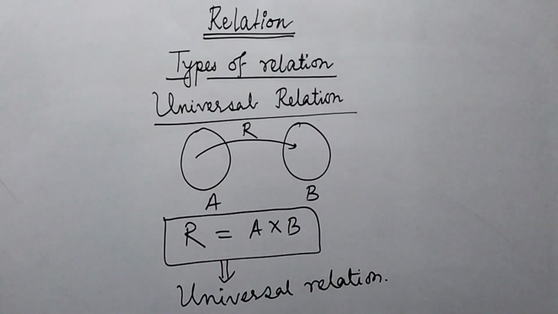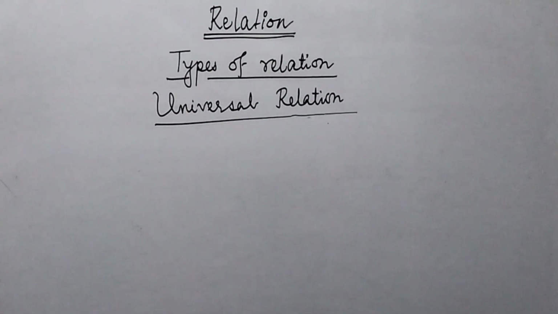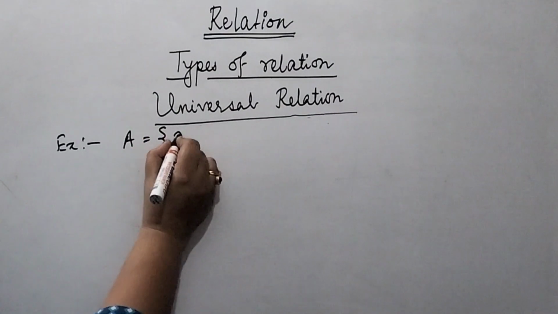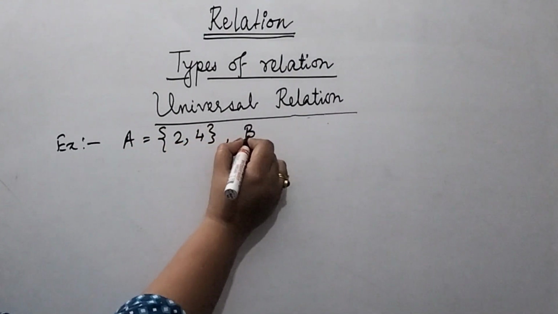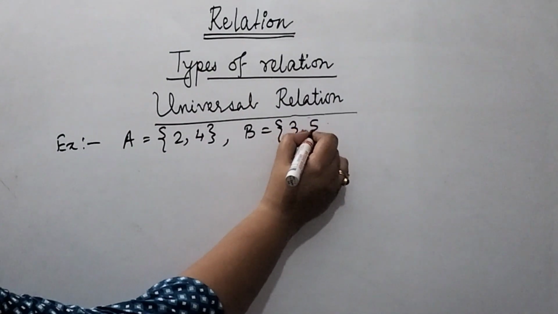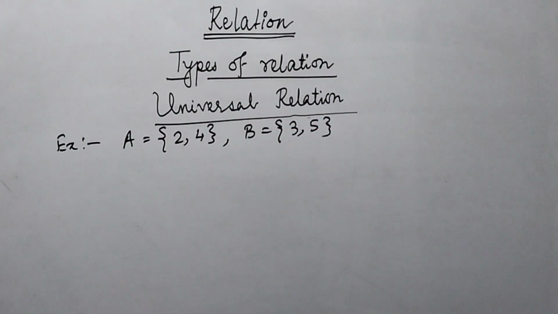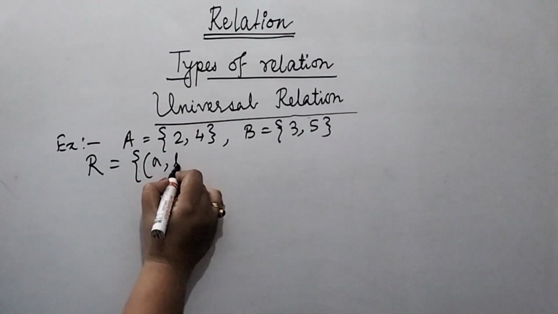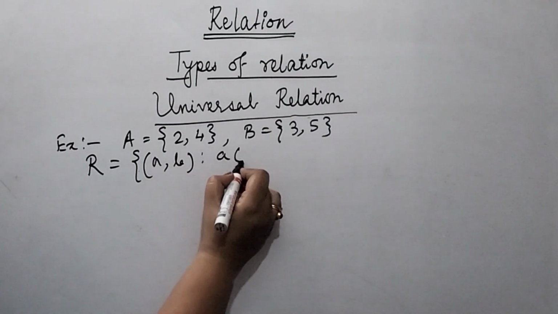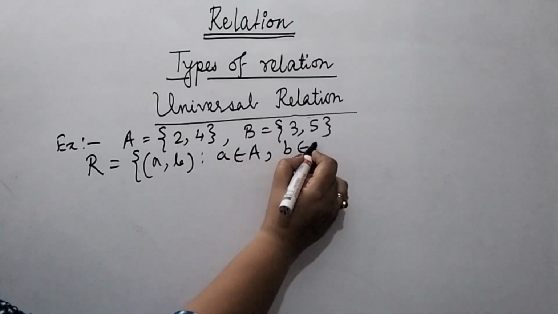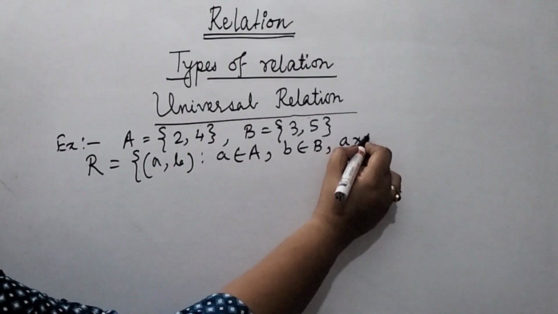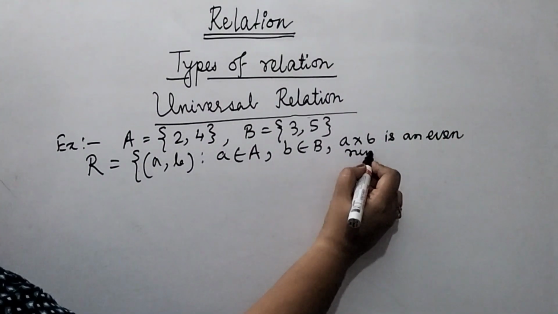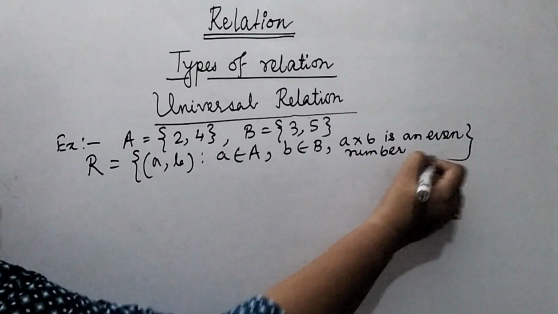Now let's explain this concept by an example. Suppose I am considering a non-empty set A which contains the elements 2, 4. Another non-empty set B contains the elements 3, 5. Suppose I am defining a relation R from A to B, like R will contain those ordered pairs of the form (a, b), where a belongs to the set A, b belongs to the set B, and a into b is an even number. Okay? So R is defined this way.